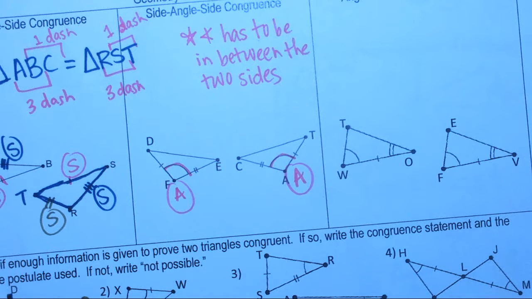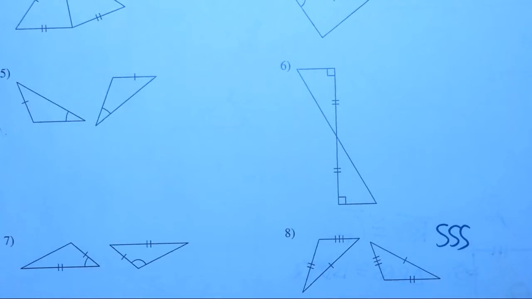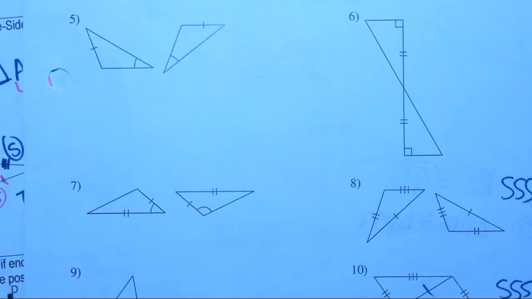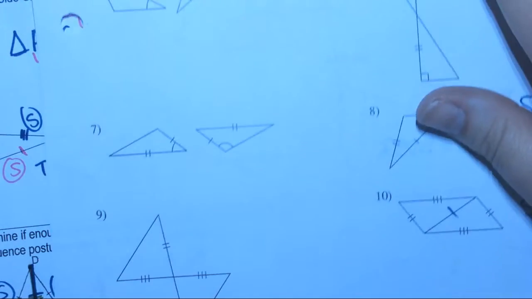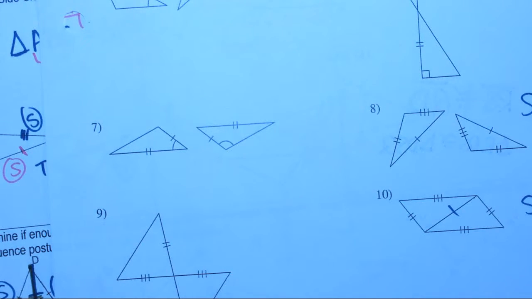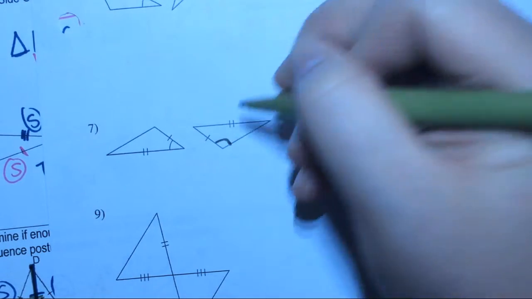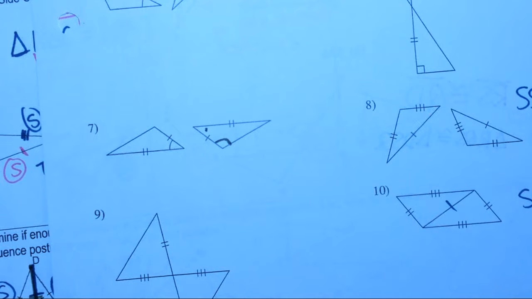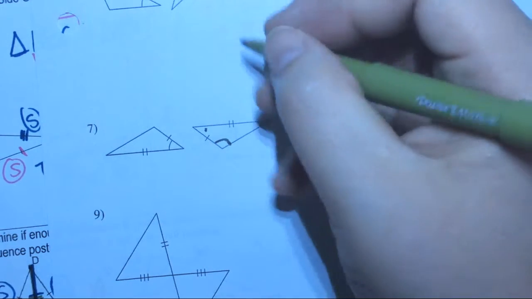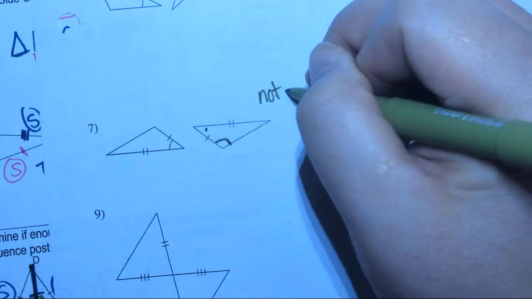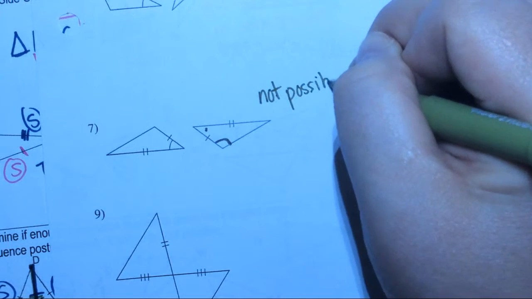Okay, and then I'm giving away your homework problems again. There's an issue on number 7. What's wrong with number 7? This one would only work, this angle is out of place. It would need to be here in order for this to work, because we want the angle in between the 2 sides. This angle is not in between those 2 sides. Therefore, these 2 triangles are not congruent, so it's not possible. This is how they will trick you.